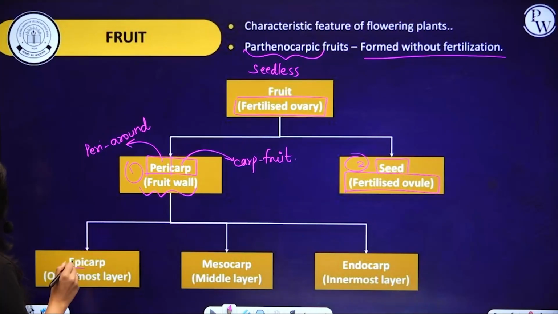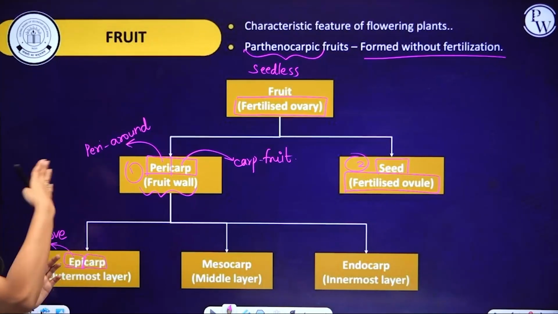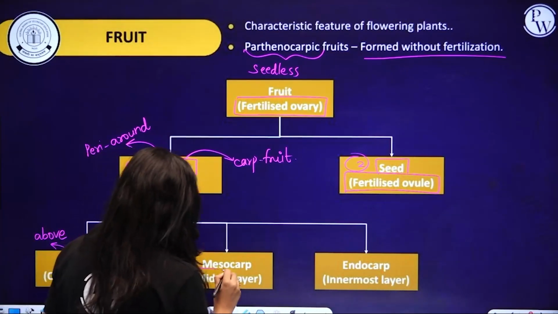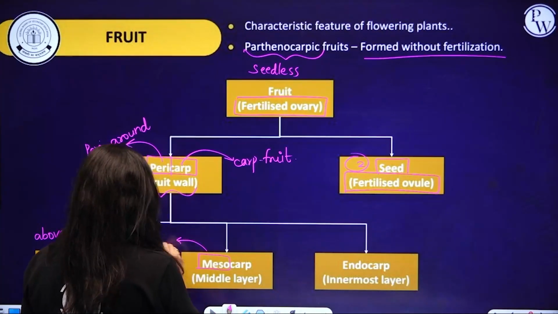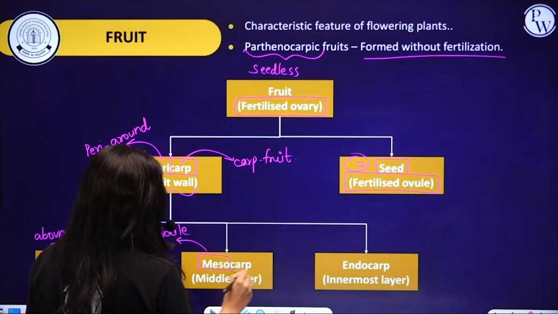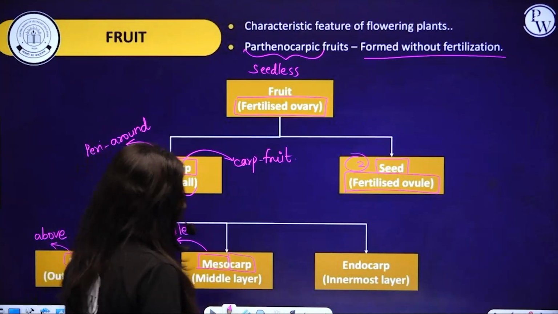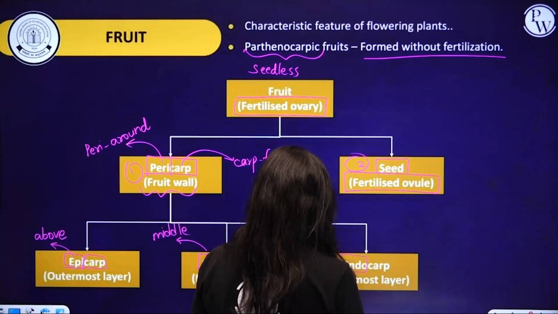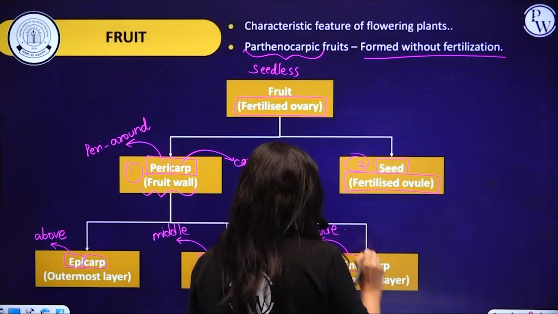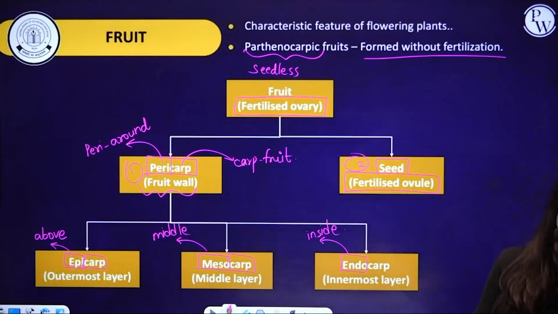Outermost is called the epicarp. Epi means above. Carp again is fruit. Outermost layer in the wall of the fruit is epicarp. Meso means middle. Middle layer of the fruit wall is called mesocarp. Endo means inside. Innermost layer in the wall of the fruit is called endocarp.